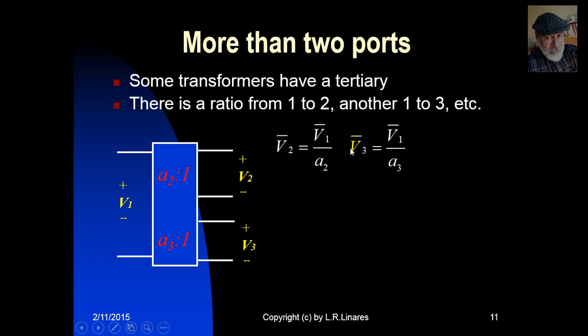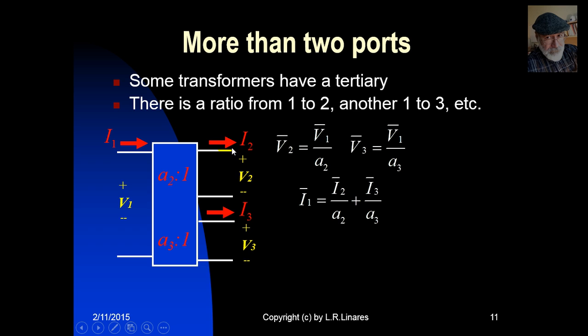The same cannot be said about the currents. Look, the primary current, the secondary current, the tertiary current. The primary current is going to be a linear combination of the currents in the secondary and tertiary, like so. The primary current is the secondary current divided by A2 plus the tertiary current divided by A3. And look at this, V2 and V3 are in phase.